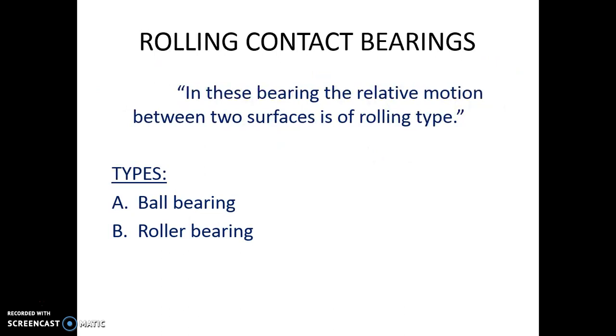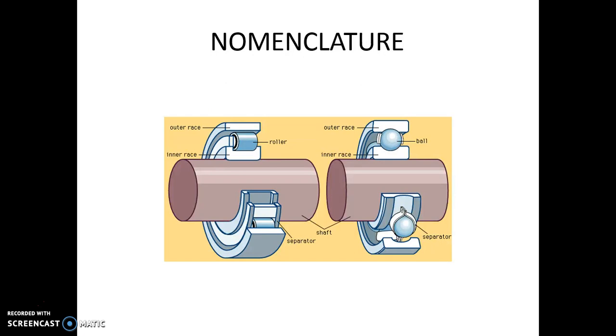Depending upon whether ball or roller is used, they are classified as ball bearing and roller bearing. Here you can see a cross-sectional view. You have the outer race that fits into the casing or frame, so that the bending load will be transferred to the frame or casing.